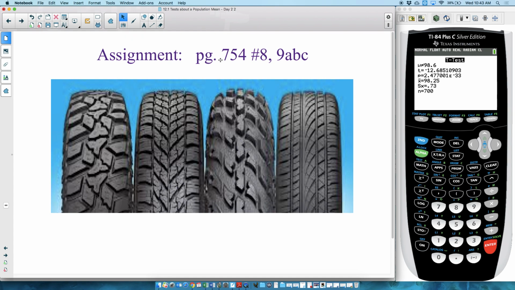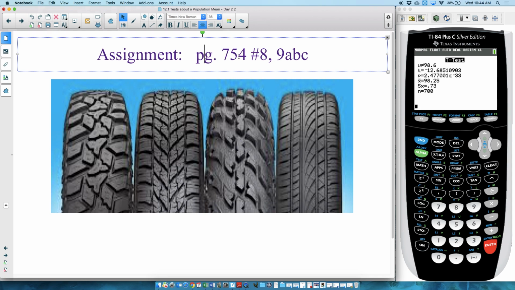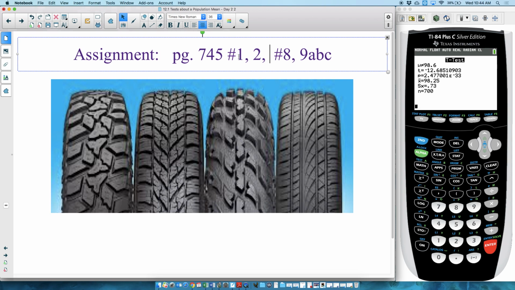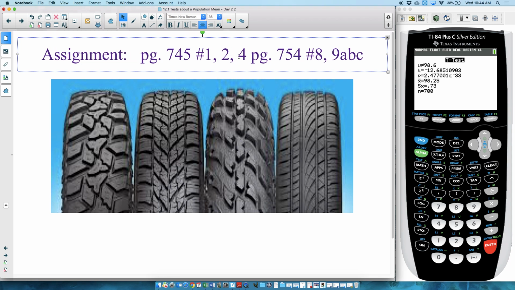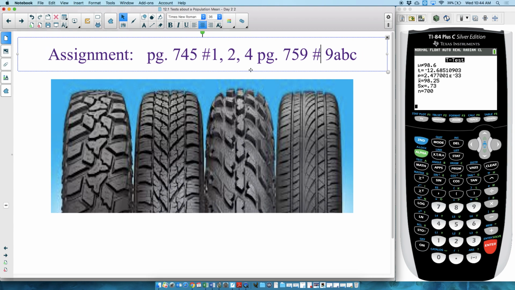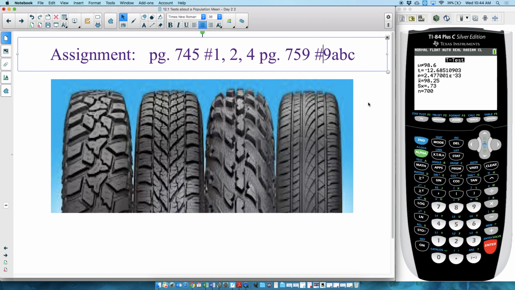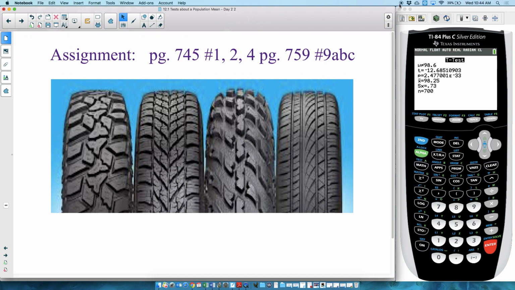Okay, so I can put these together on here. What was the first page? 745. 745, number 1, 2, and 4. And then page 754. Okay. It's actually on 759. 9 A, B, C. Okay, there we go. That's what I want. Okay, now we should be able to stop recording.